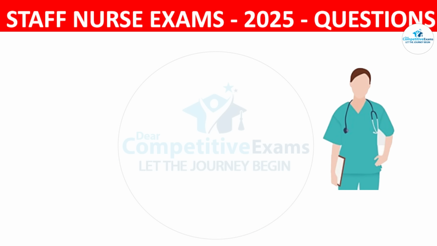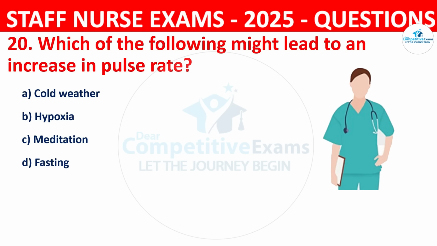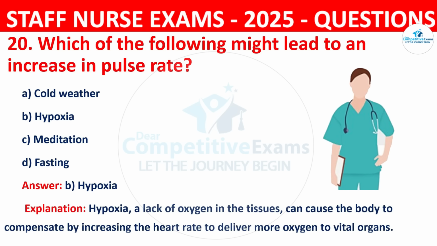Question number 20. Which of the following might lead to an increase in pulse rate? The options are: cold weather, hypoxia, meditation, or fasting. The correct answer is B, that is hypoxia. Hypoxia, a lack of oxygen in the tissues, can cause the body to compensate by increasing the heart rate to deliver more oxygen to vital organs.